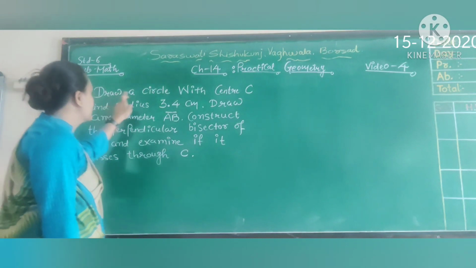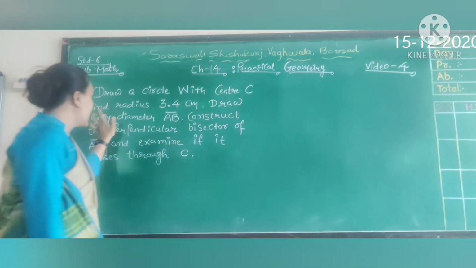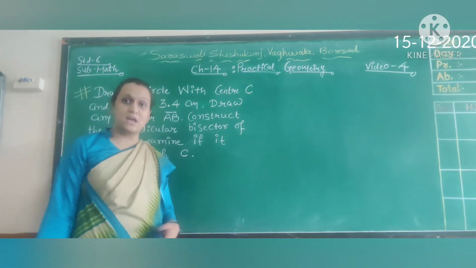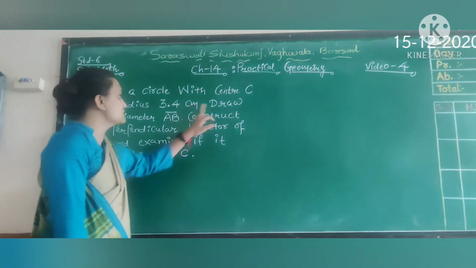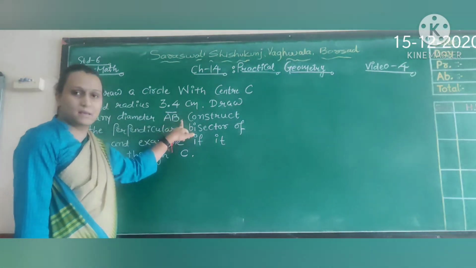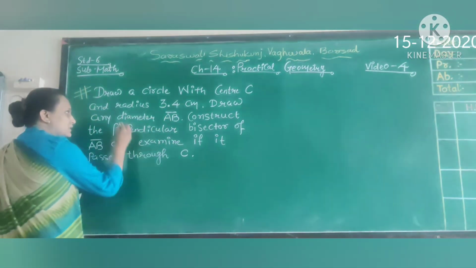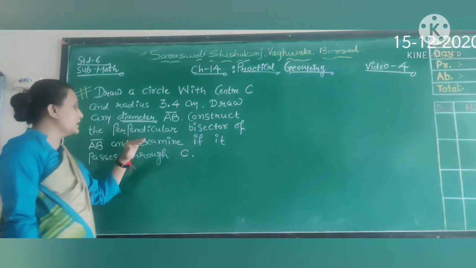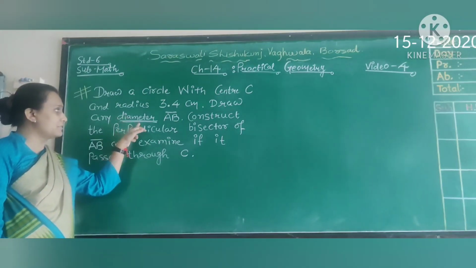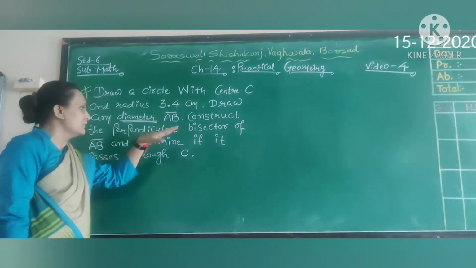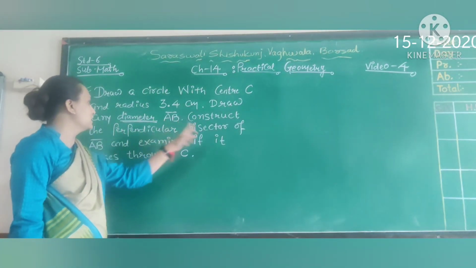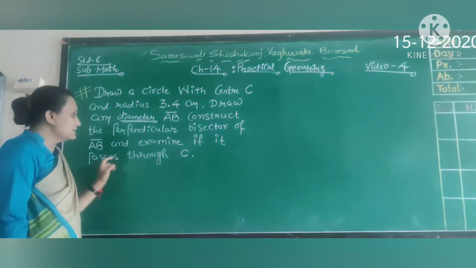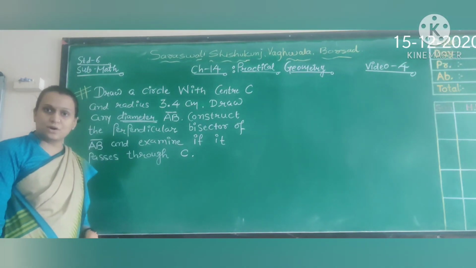Now the question is: draw a circle with center C and radius 3.4. See, this is the same question as previously we have done, but the difference is that we draw any diameter AB. See here, the diameter is given. In the previous question, we had a chord. Okay, but here, instead of a chord, we have to take the diameter AB. Then the question is saying to construct the perpendicular bisector of AB, and then we have to check whether point C passes through the perpendicular or not.